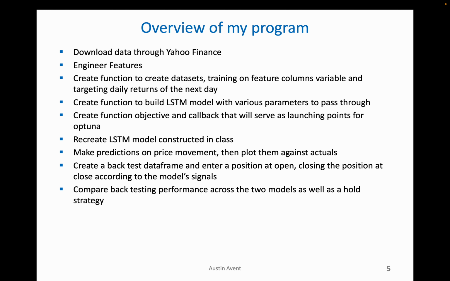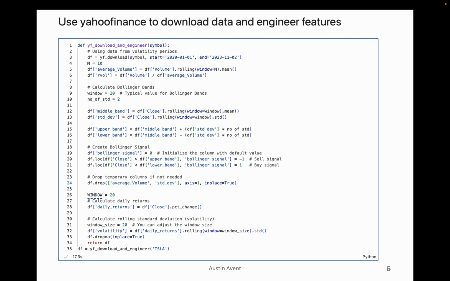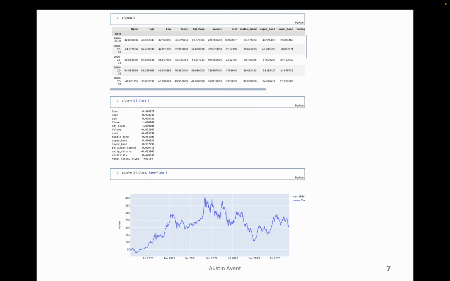Just a quick overview of my program. I'm using Yahoo Finance to download data, and I'm engineering some features. And then we're using Keras time series data set from array to use as data sets. And then we're using a few functions to create LSTM models, and then we're back testing them after we create a study. So here we are downloading the data.